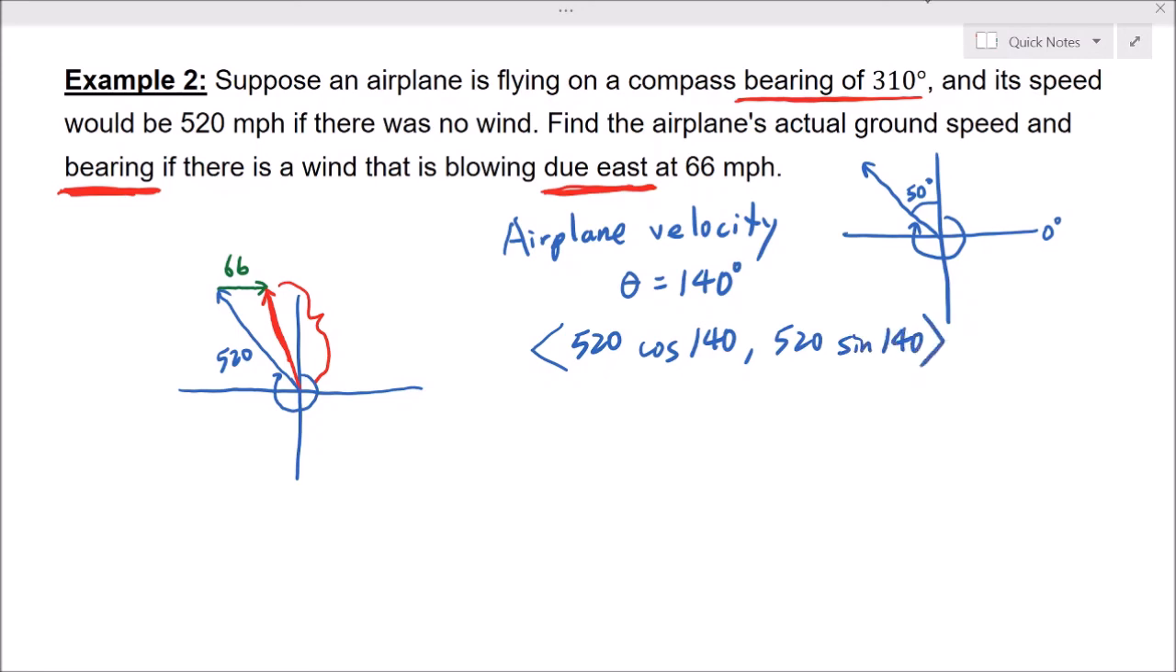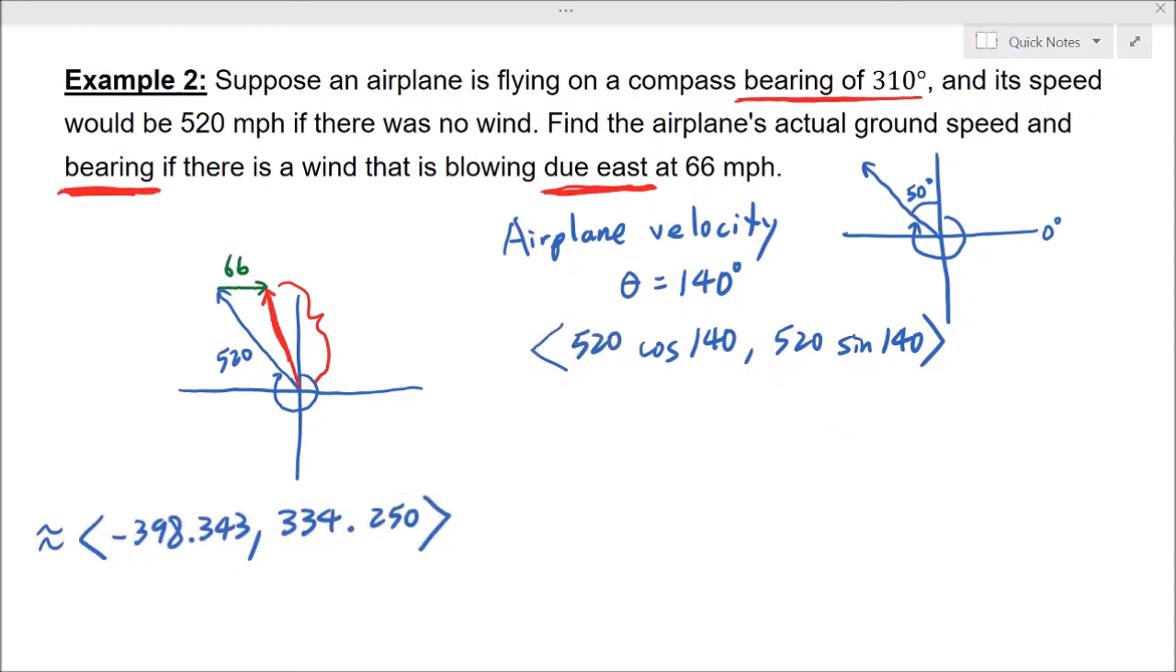So the component form of the airplane velocity is around negative 398.343, comma, 334.250 if we round. And does that make sense? Is it going left and up, negative horizontal component, positive vertical component? Yeah, that makes sense. So actually, let's move that over here.